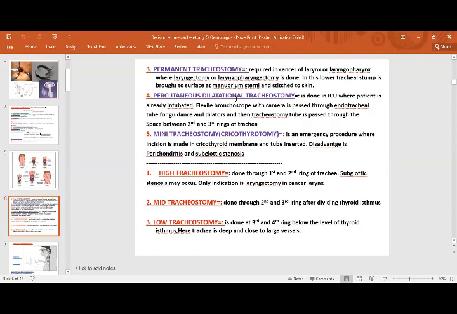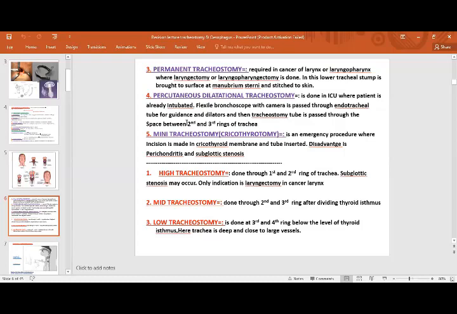So in this case, we use a flexible bronchoscope with a camera, passed through the endotracheal tube for guidance, and dilators, and then the tracheostomy tube is passed through the space between the second and third rings of the trachea. This is very important. It comes in your MCQ as well. So you need to know why we spare the first tracheal ring and what complication occurs if we include the first ring in our tracheostomy.